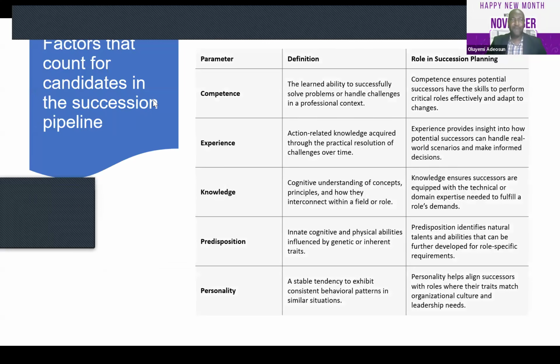So let's look at factors that count for candidates in the succession plan. Look at these factors carefully. One is competence. Another one is experience. The third one is knowledge. The fourth one is predisposition. The fifth one is personality. You see, ladies and gentlemen, let me start from the last one, personality.